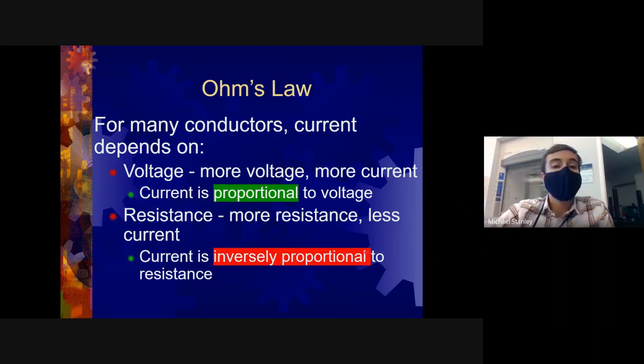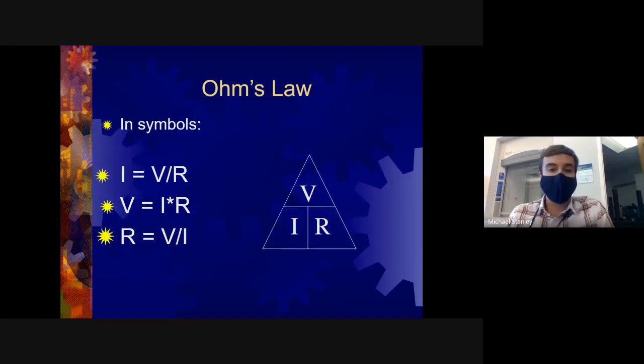On the flip side, current is inversely proportional or inversely related to resistance. This makes sense. The more resistance you have, the less current you have. The more your material resists electricity going through it, the less electricity you're going to be able to get through your system. So current is directly related to voltage, and it's inversely related to resistance. So that means we can create a handy-dandy little current equation.